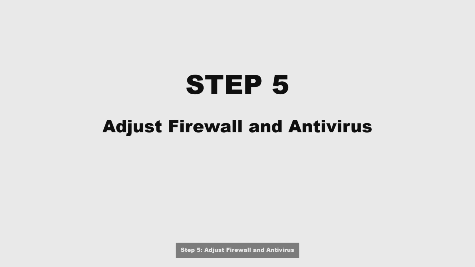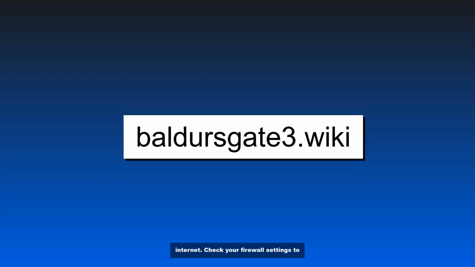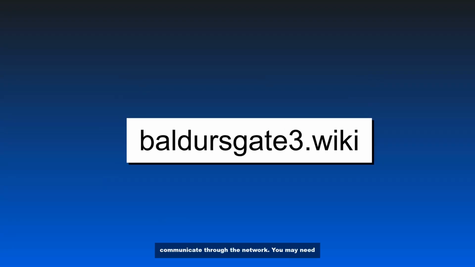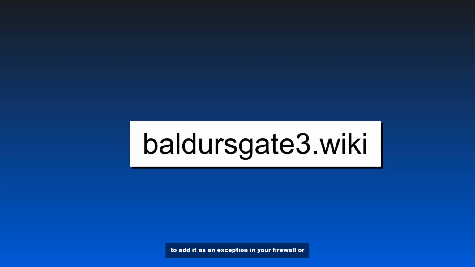Step 5. Adjust firewall and antivirus settings. Sometimes, firewalls or antivirus software can block the game from connecting to the internet. Check your firewall settings to ensure that Baldur's Gate 3 is allowed to communicate through the network. You may need to add it as an exception in your firewall or antivirus program.